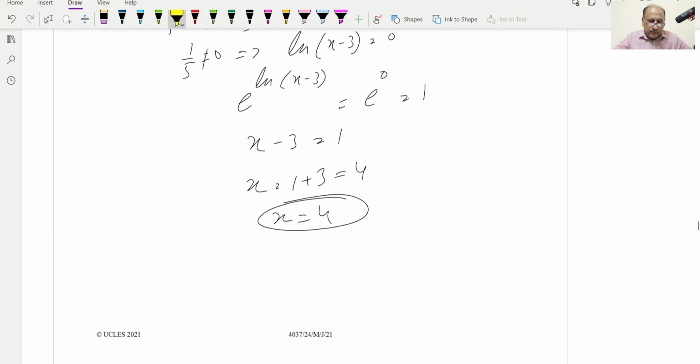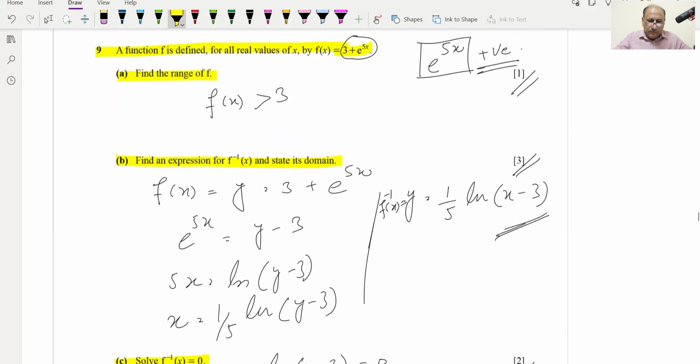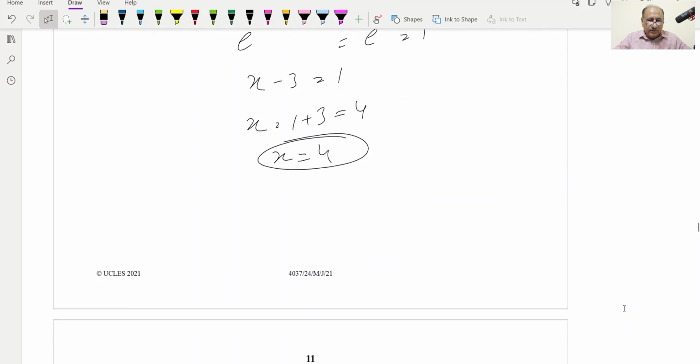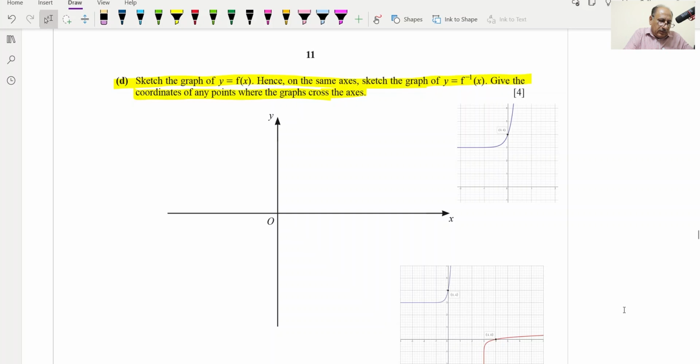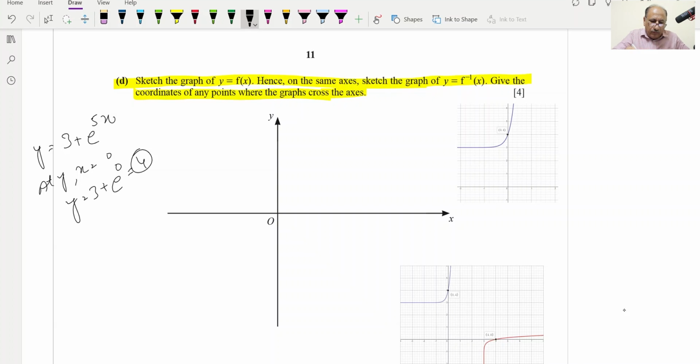F of x is over here, which is 3 plus e raised to the power 5x. If this is equal to y, at x equal to 0, y will be equal to 3 plus e raised to 0, which is equal to 4, so y will be 4.